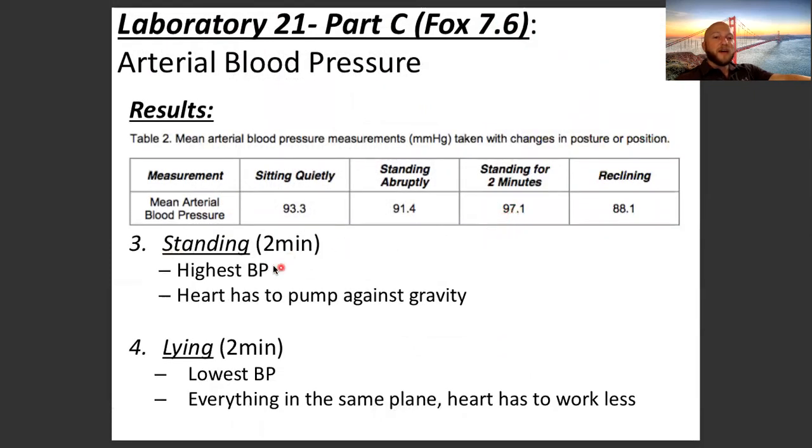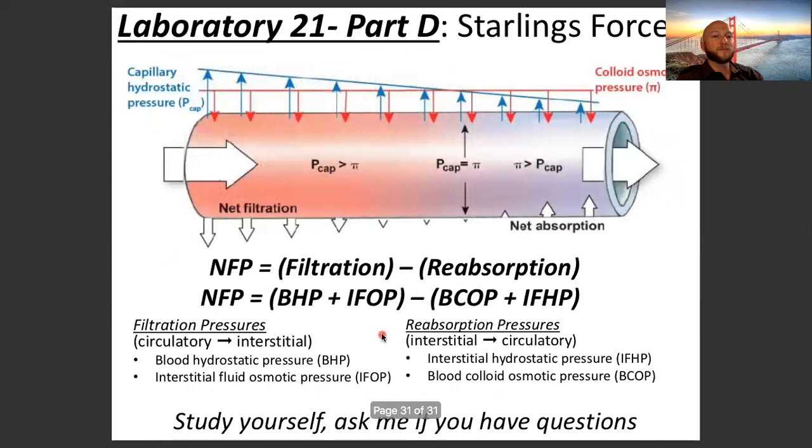Standing does have the highest blood pressure out of the three options, and it's because your heart has to pump against gravity. There's more resistance. Your body requires higher pressure because there's more resistance to flow. When lying down, there's less resistance to flow, so you don't need as much pressure in order to maintain blood flow. So lying is going to have the lowest blood pressure.